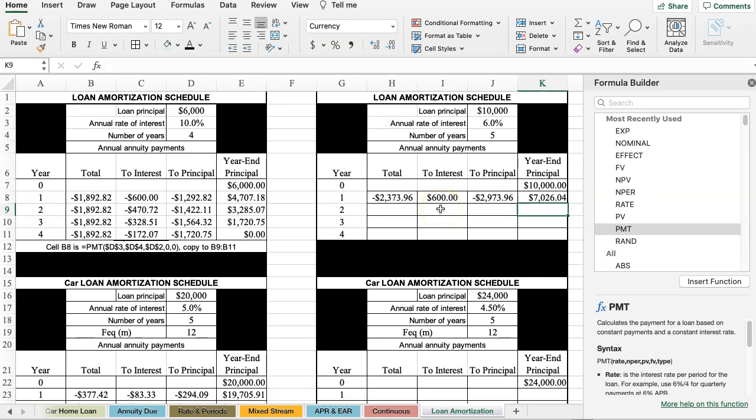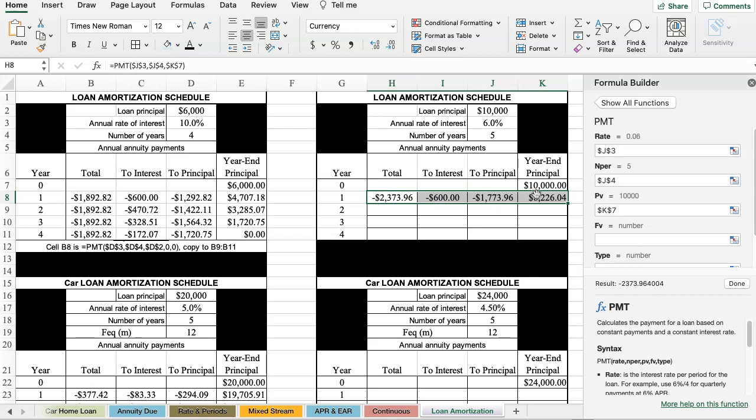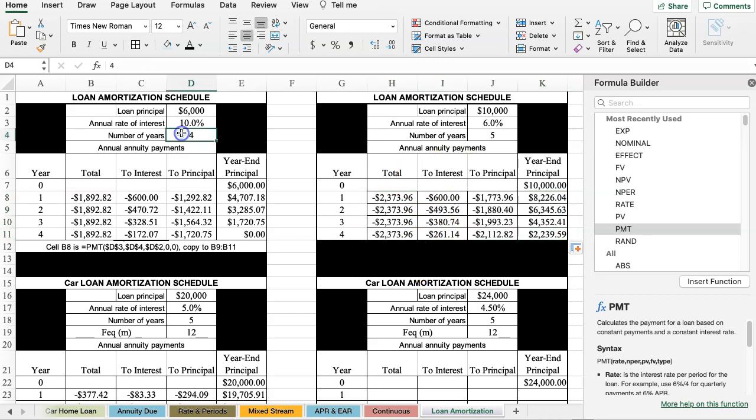We want a negative amount, so put a negative in front here. Okay, I could pull this down. See the process for a 5-year period, not a 4-year period. I'm just going to extend this by pulling it down. I get to 5 years. That's when we get to a zero balance.